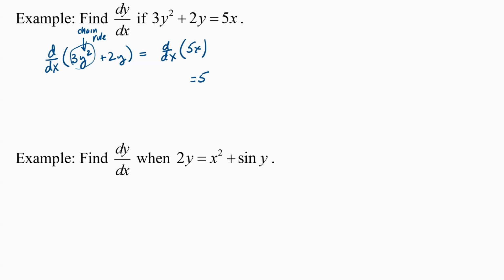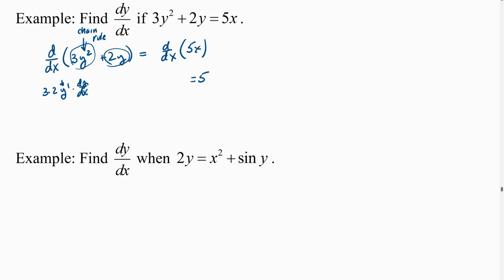Here, the outside function is 3 times something squared. The inside function is y. So I would take the derivative of the outside, which is 3 times 2, keep the inside the same, that's my y, reduce the power by 1, and then follow it up with the derivative of y with respect to x. Well, that's dy/dx.